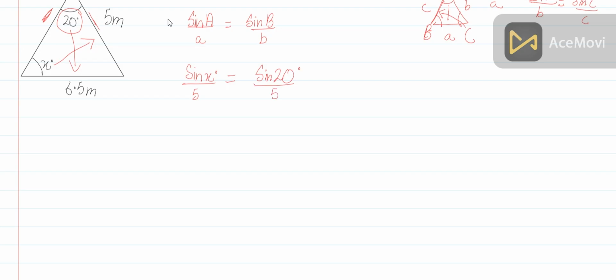Okay. After this, just move this 5 towards sine 20. So sine x degree is equal to sine 20 upon 5 times 5. Okay. Just open the calculator, and sine 20 upon 5 times 5, it will give you 0.342.